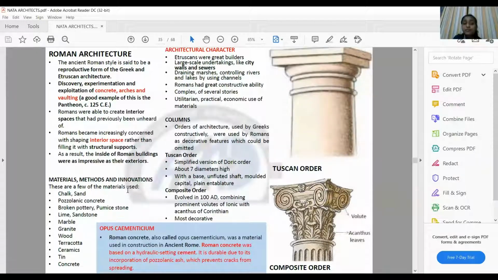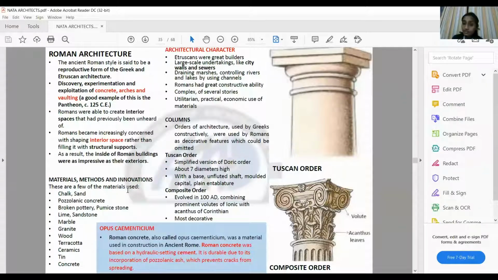So some of the important materials that people used were again chalk, sand, pozzolanic concrete, which was termed as opus cementitium. Because of the incorporation of the pozzolanic ash, it prevented the structures from cracking. So you need to make a note of this as well. What was the Roman concrete called? This could be another important question.